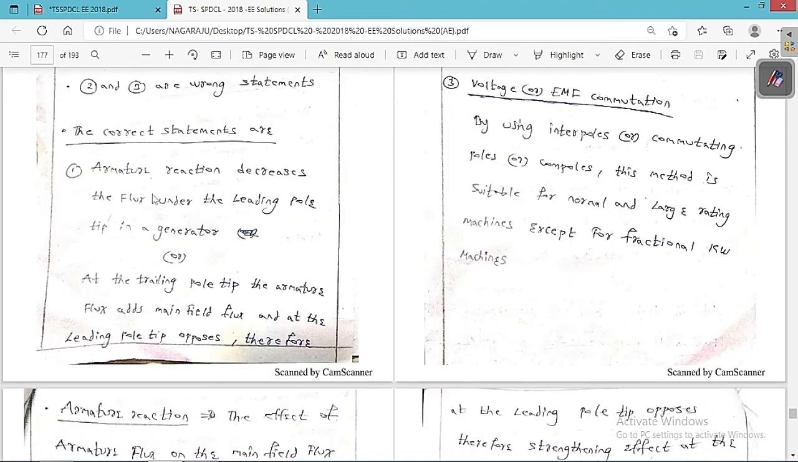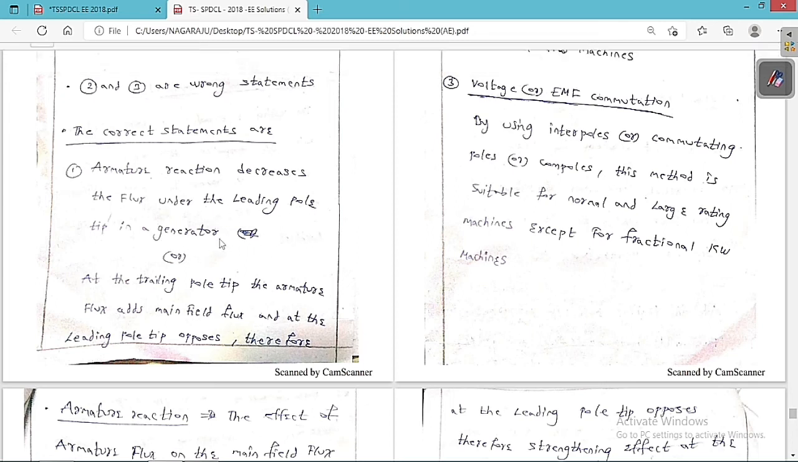The correct statement is: armature reaction decreases the flux under the leading pole tip in a generator. So whatever the armature reaction, it is going to decrease the flux under the leading pole tip in a generator and increase the flux under the trailing pole tip. At the trailing pole tip the armature flux adds to the main field flux, and at the leading pole tip it opposes.